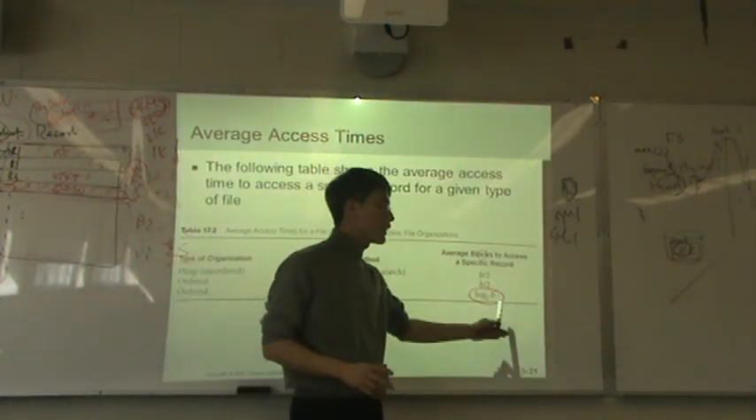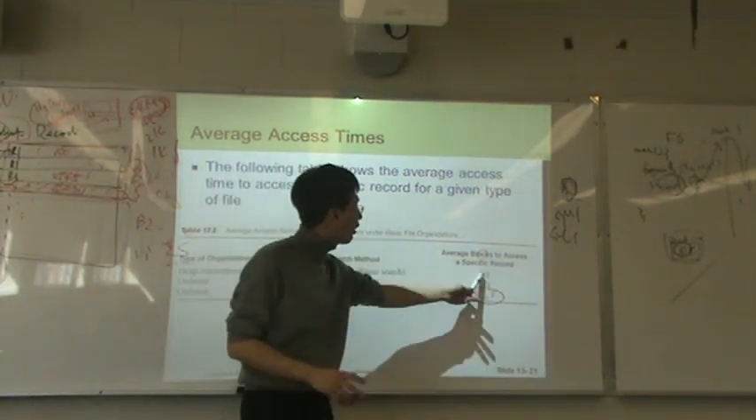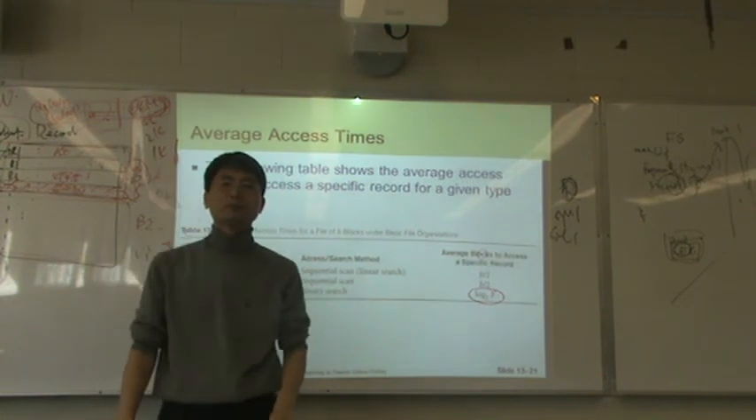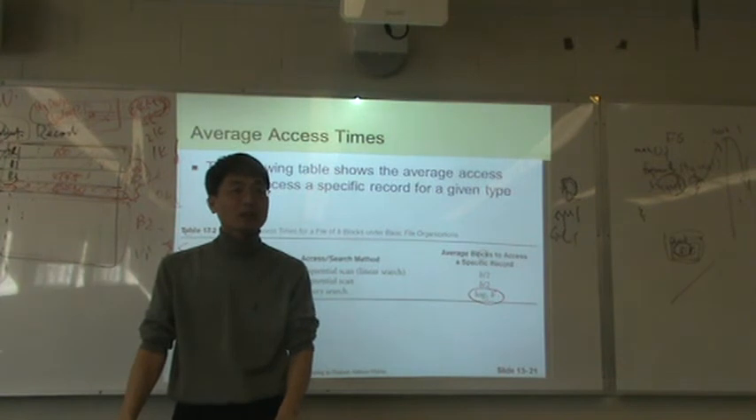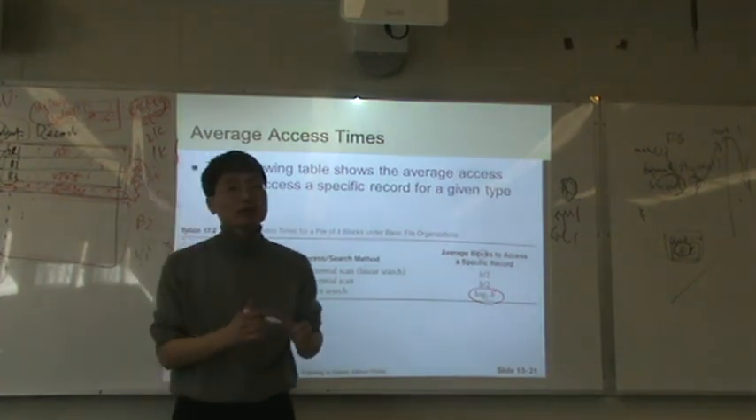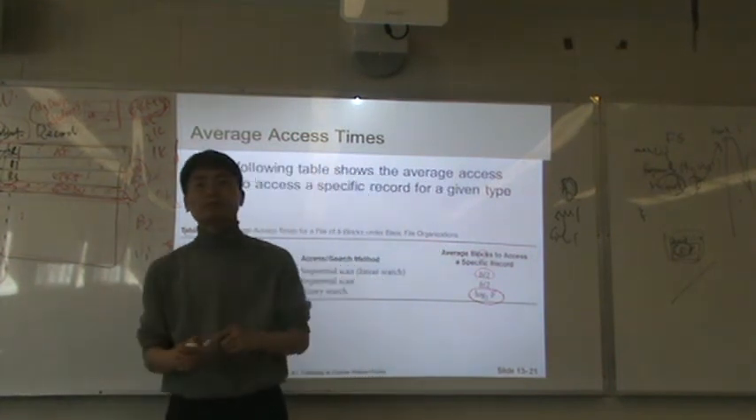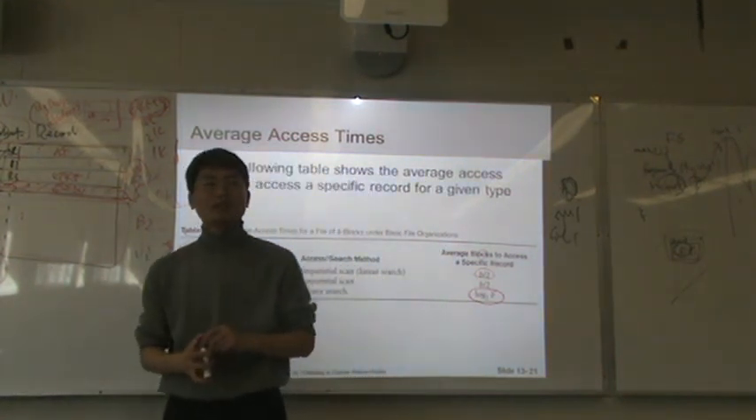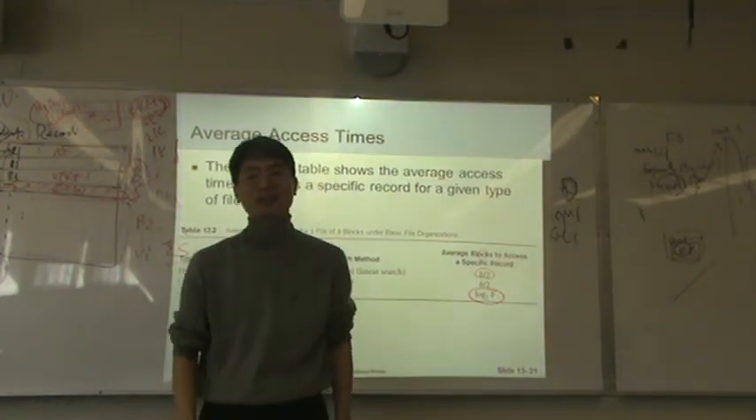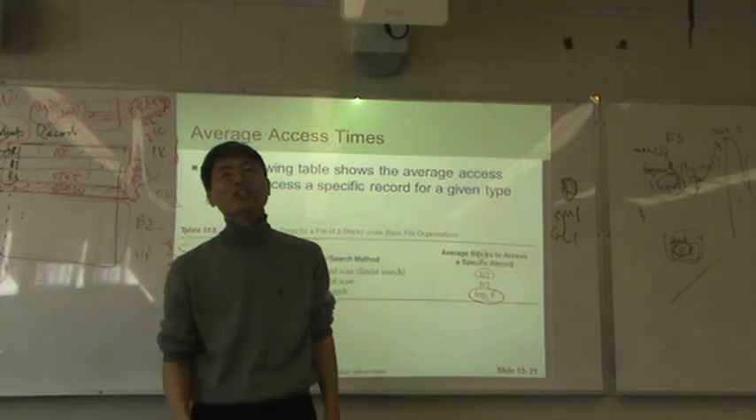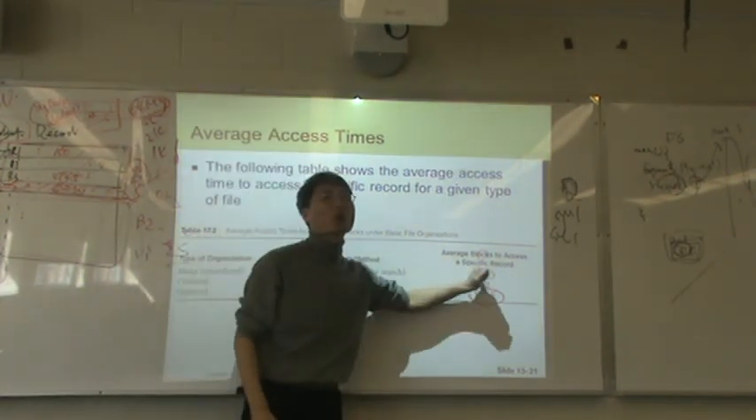So it's log B based on 2, because it's binary search. What about the complexity of linear search? It's N, which means B, the number of blocks. Then why is it B over 2? If you are lucky, you can access it the first time. If you are not lucky, you scan the entire block, so on average, half. So that's the reason for B over 2.